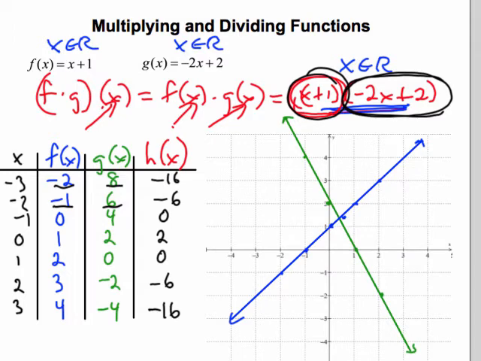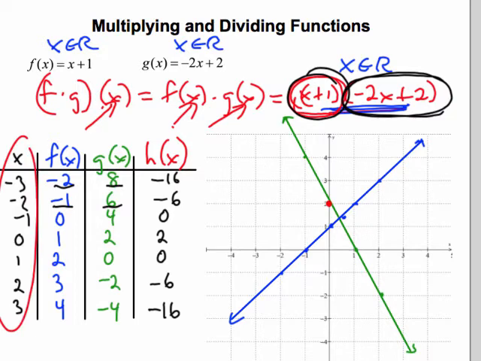By the way, you don't necessarily need a table to multiply the y values. You could just go point by point on your graphs if they're graphed accurately. For example, if I was at x equals 0, and I can see a y value here of 1 on one graph and 2 on the other. So if I multiply those two, I know that the new y value is 2. So I just plot it.